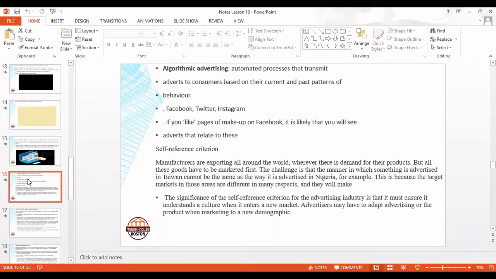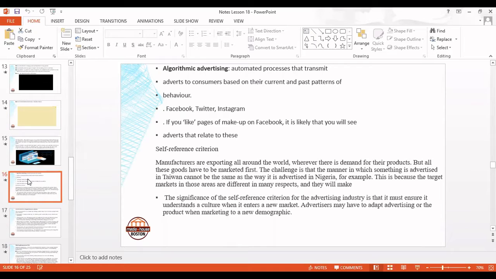And they will always be different. Think about the lifestyle that is in Gauteng, and think of the lifestyle that is outside Gauteng. It is different. So the way that an advertiser is going to produce an advert and advertise it is also going to be different. That self-reference criterion. Okay, the importance of self-reference in the advertising industry: the company, the advertisers, must ensure that they understand the culture of the people that they are targeting in a new market.